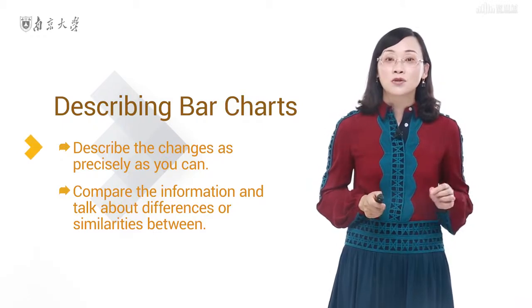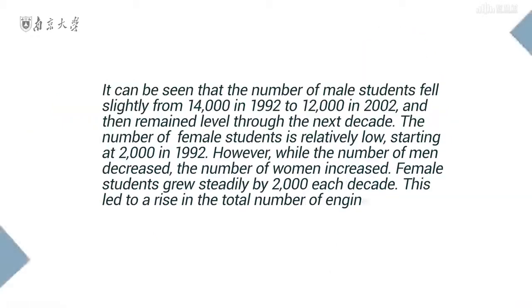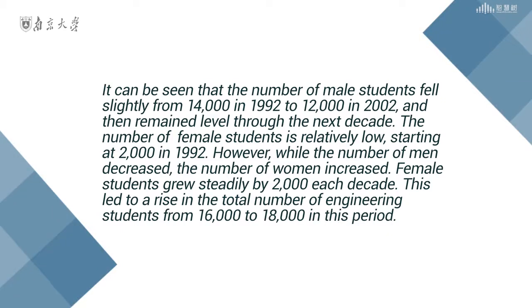For instance, you may describe the changes in this way. It can be seen that the number of male students fell slightly from 14,000 in 1992 to 12,000 in 2002, and then remained level through the next decade. The number of female students is relatively low, starting at 2,000 in 1992. However, while the number of men decreased, the number of women increased. Female students grew steadily by 2,000 each decade. This led to a rise in the total number of engineering students from 16,000 to 18,000 in this period.